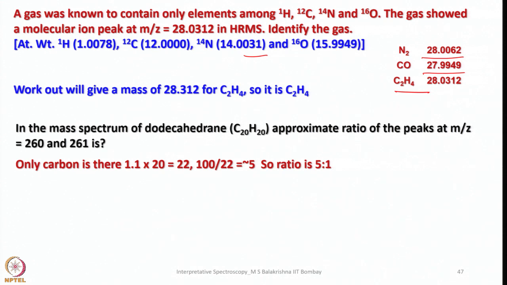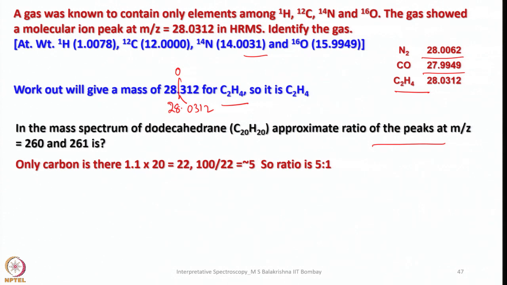So the workout gives a mass of 28.0312. This is for C2H4. So immediately we can say that this HRMS molecular ion peak is due to ethylene gas. Now, in the mass spectrum of dodecahedrane, C20H20, the approximate ratio of the peaks at M/Z 260 and 261 is asked. So identify the peak.